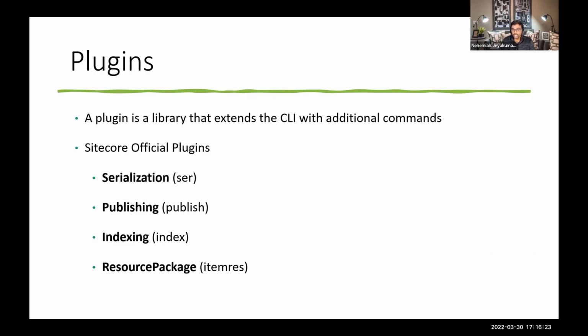And publishing is another plugin, and that will help you to publish the content from master to the target database. You can also have multiple targets, in case you have a preview database or maybe multiple web databases, and publish to those. And indexing is another plugin which will help you to automate the indexing operations. You can populate the schema, you can rebuild all the indexes. You can do it from the command line, so you don't need to log into your browser or the Sitecore admin to do that.